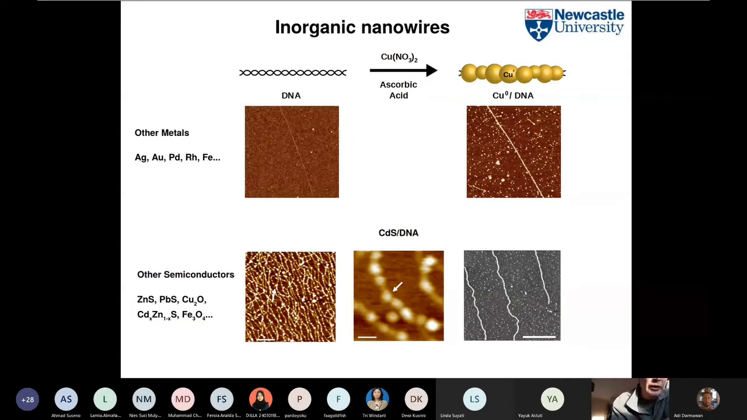And in this example, the image on the bottom left is a large area, the image in the middle is zoomed in, and it shows the cadmium sulfide forming as particles along the DNA molecule. If you change the conditions, you can control this so that the nanowires are more or less smooth. So the image on the bottom right shows again cadmium sulfide on DNA, but this time a more or less continuous nanowire of cadmium sulfide along DNA. And we can make sulfides and oxides of various kinds by this process.